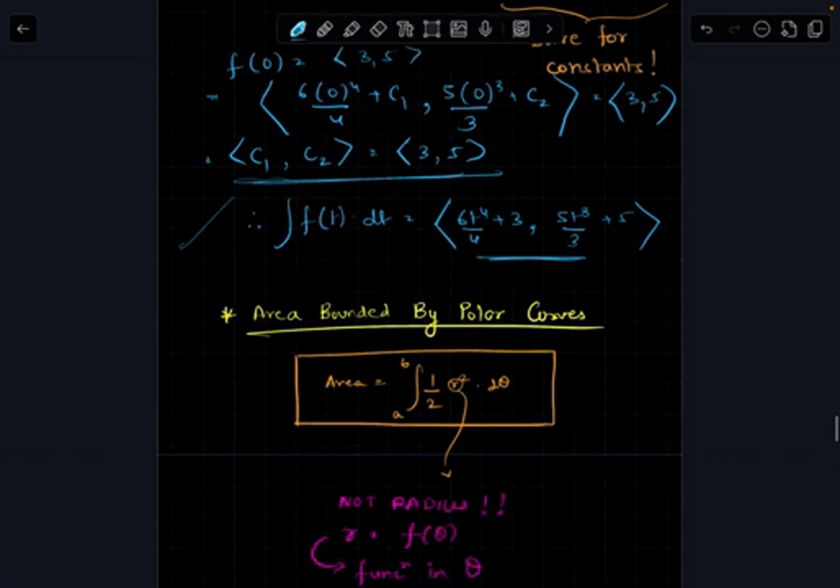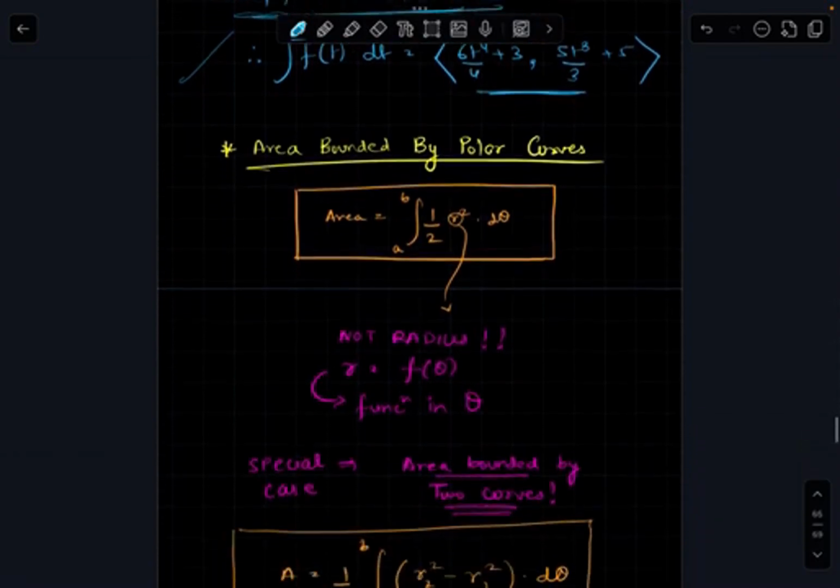That is the majority of this chapter. So memorize this formula. It's a very important formula. Area bounded by polar curves. We're going to discuss what polar curves are, what polar coordinates are. But first, just memorize the formula. Area is equal to half times the integral of r squared dot d theta with limits a to b.